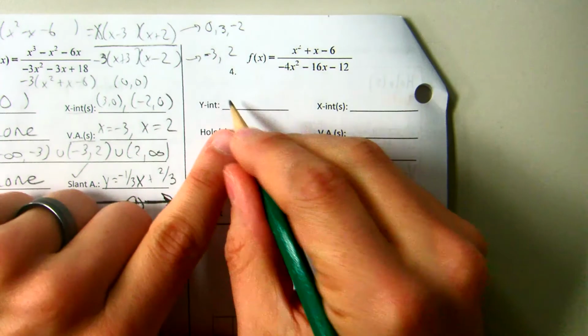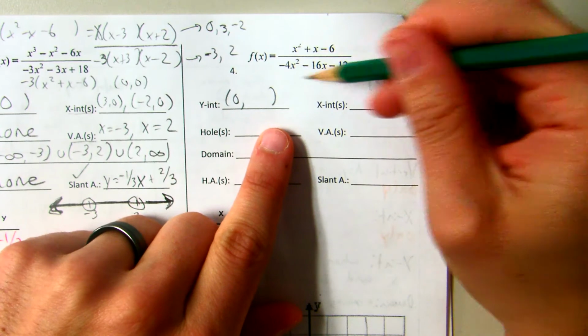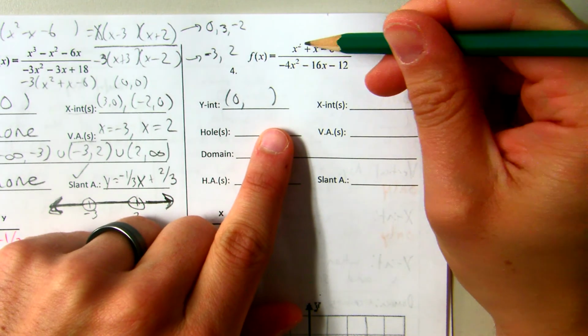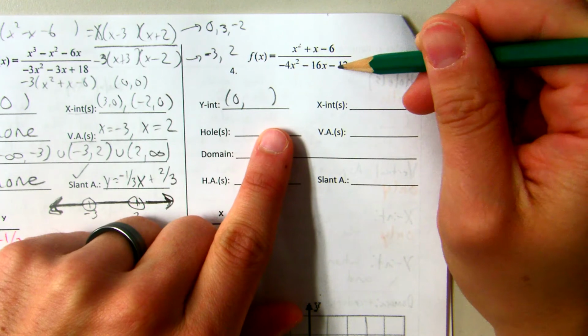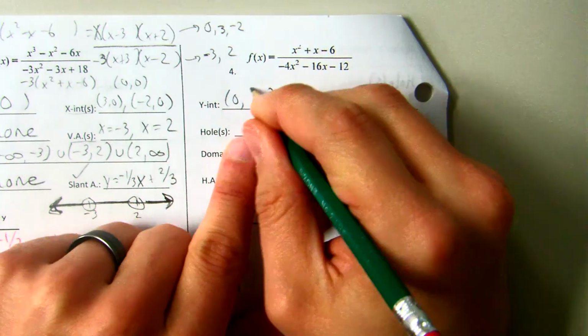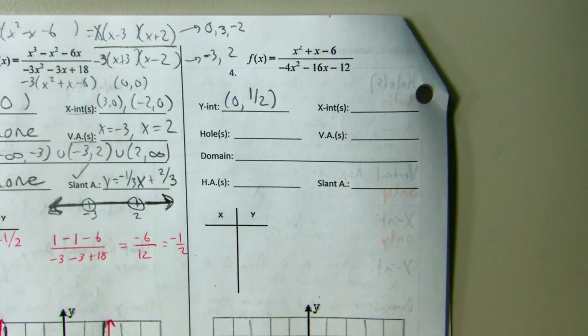So just from past experience, usually y-intercept is one of the first things that people do, because plugging in 0 for x makes almost all of this go to 0. You get 0 plus 0 minus 6 over 0 minus 0 minus 12. Negative 6 over negative 12 is 1 half. Add that to your graph.